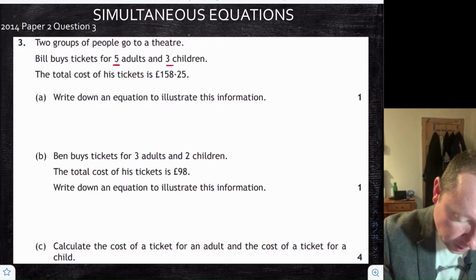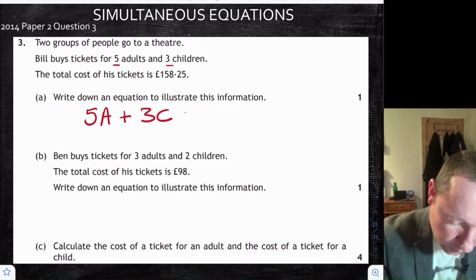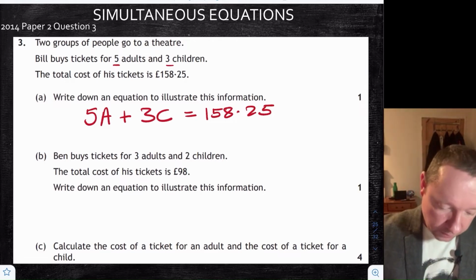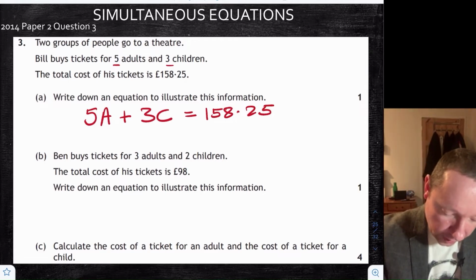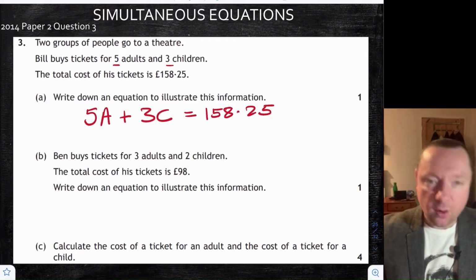5 adults, 3 children. 5 adults plus 3 children equal 158.25. Don't put any pound signs in your equations. You might even want to write A stands for adults and C stands for children, but you don't have to.